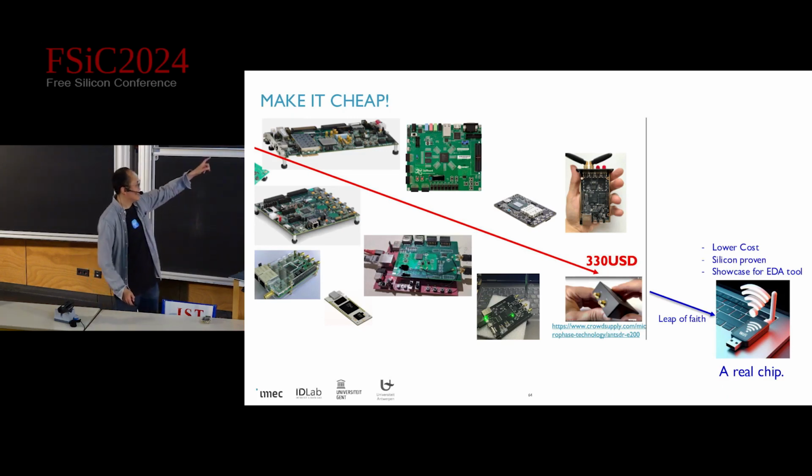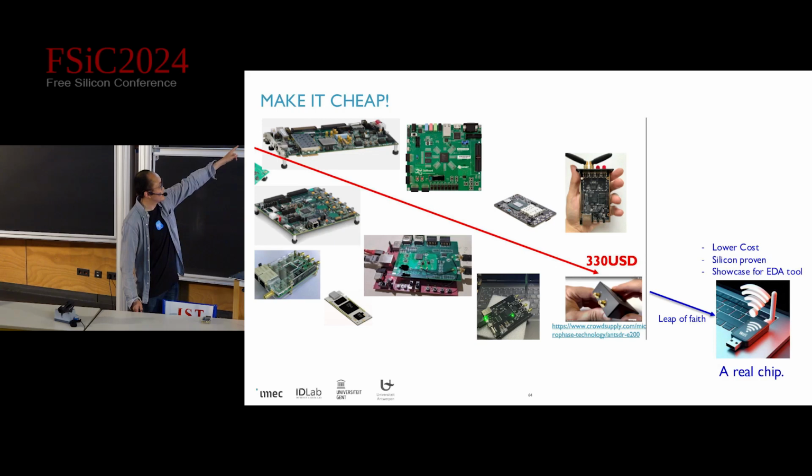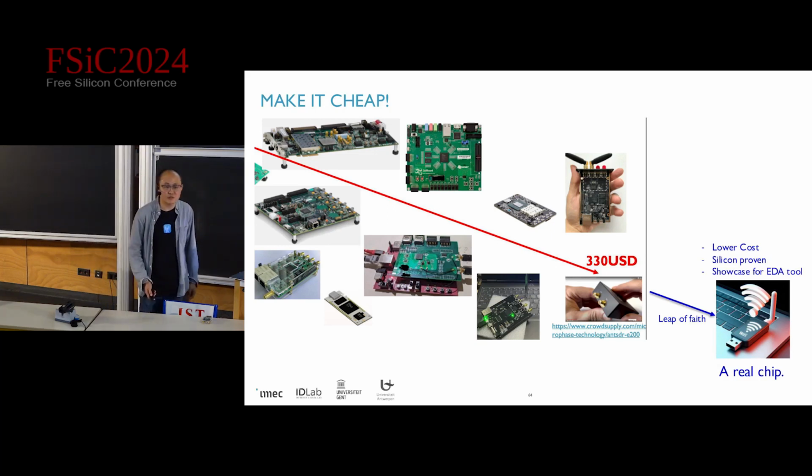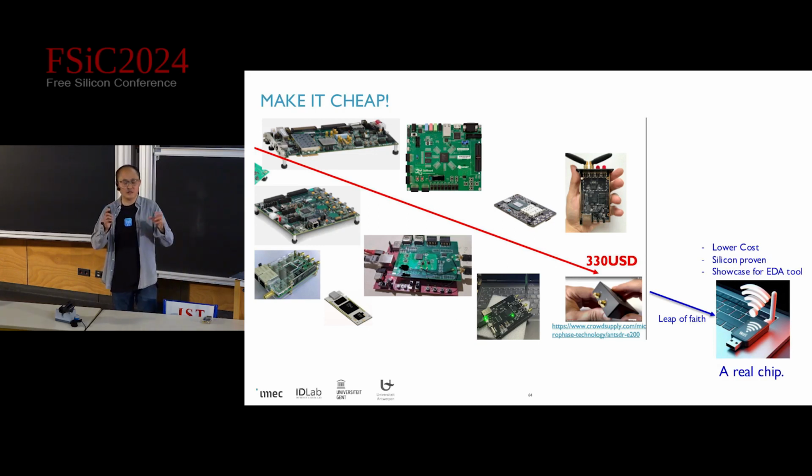So the last jump, right? Jump from FPGA to a real chip. Shall we take the leap of faith? I think there are at least three reasons. The chip could lower the cost a lot compared to FPGA, maybe from $330 to $3, I don't know. And it could make this set of FPGA Verilog code silicon proven, right? It doesn't matter whether it's open source EDA or closed source EDA, this set of Verilog code could have some solid proof.